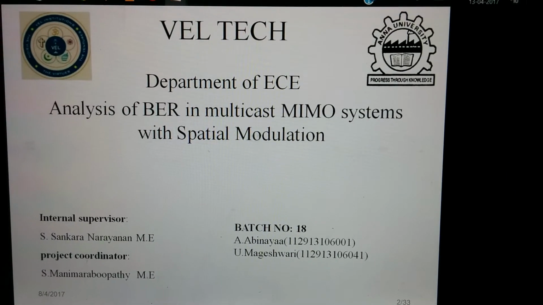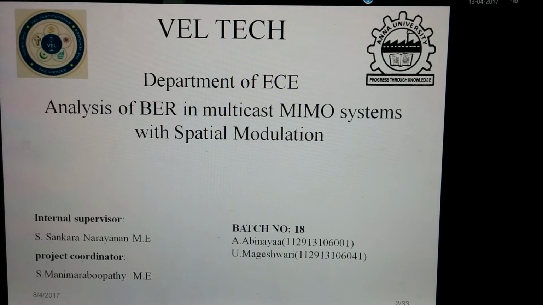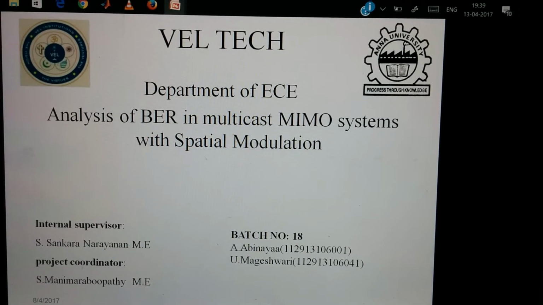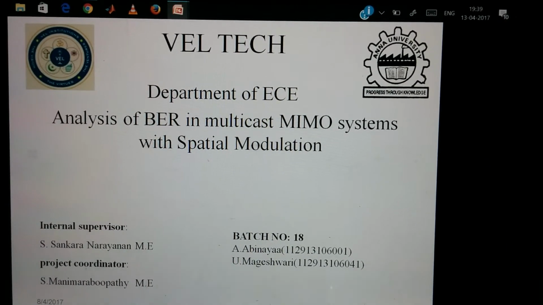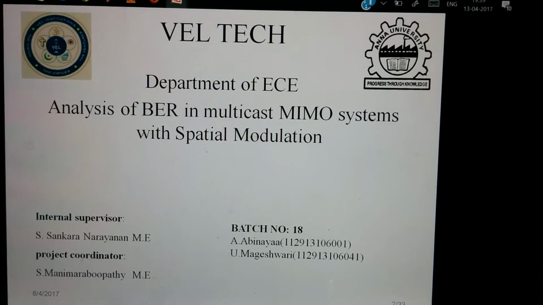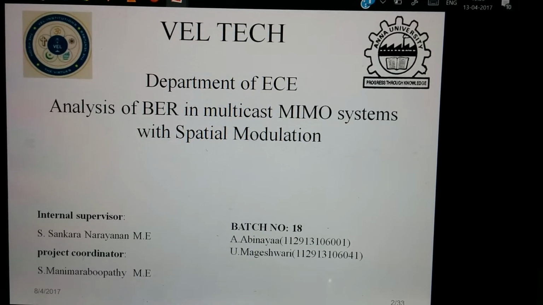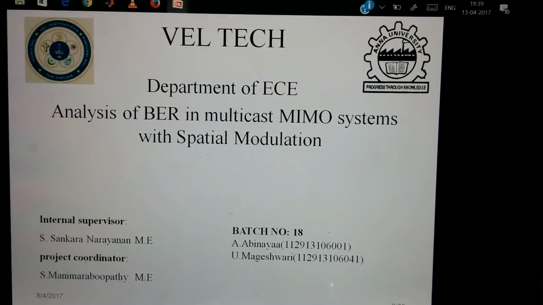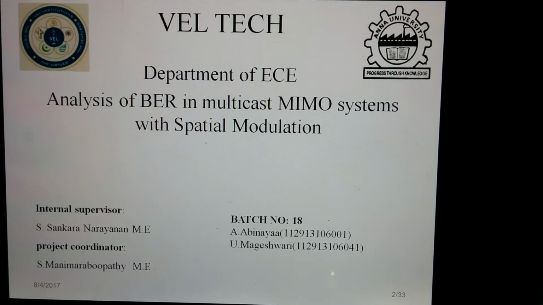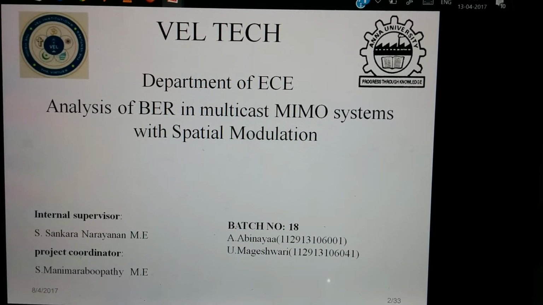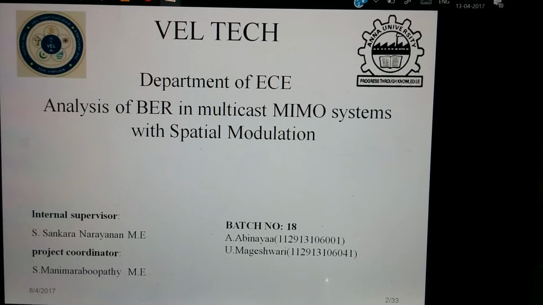First one is BER. BER stands for bit error rate, which is nothing but the rate at which errors occur during the transmission of digital data. And then multicast. A multicast system is a system with a single transmitter connected to multiple receivers for convenience, and it simultaneously increases both the spectral efficiency and the energy efficiency.